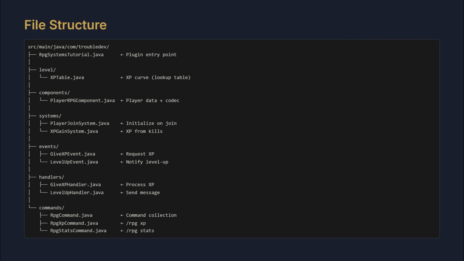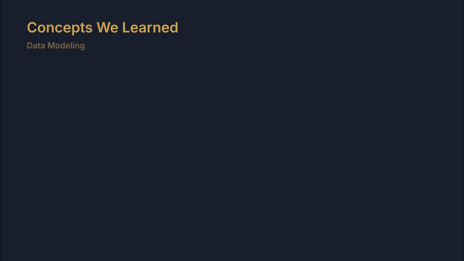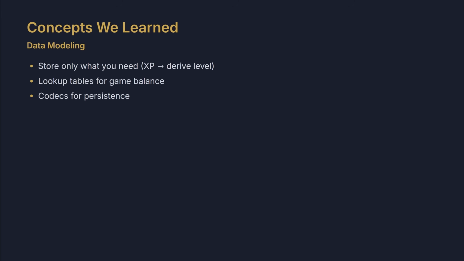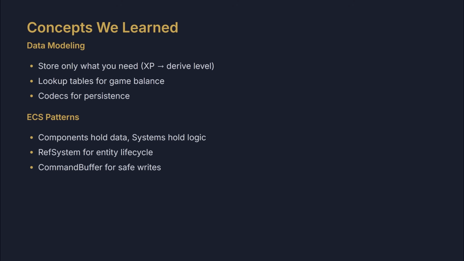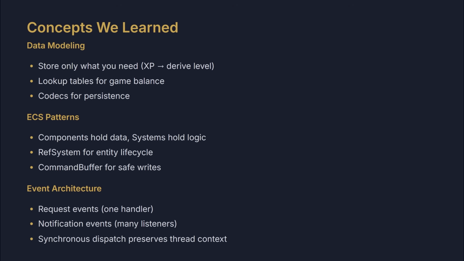So what have we learned? We have taken a look at data modeling. So we only want to store what we need. If we can derive anything, we should derive it. We have implemented lookup tables for game balance or game features, and we used codecs for persistence. Inside ECS, we know components hold data, systems hold logic. We have a RefSystem for the entity lifecycle and the command buffer for safe writes. And we have the event architecture. We have some kind of request events, as I call them. We have notification events, and we have a synchronous dispatch that preserves the thread context.